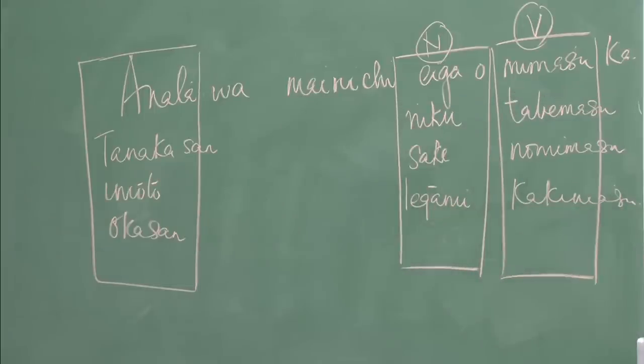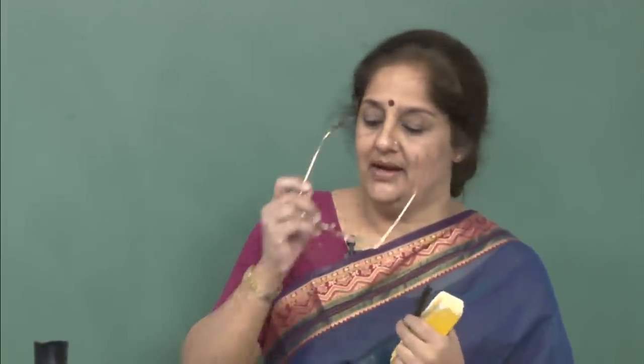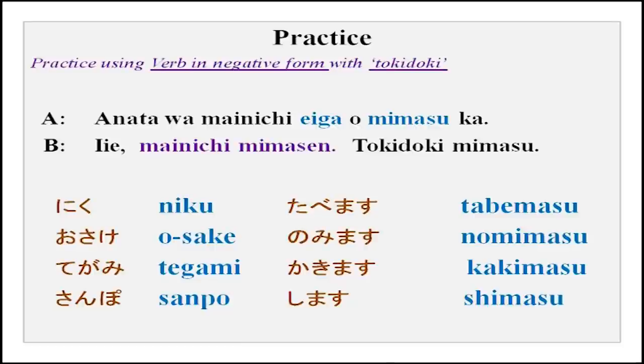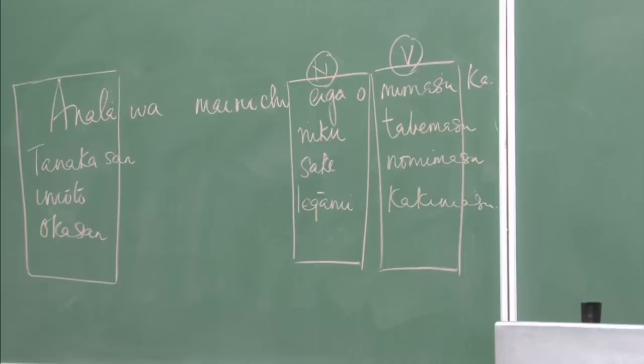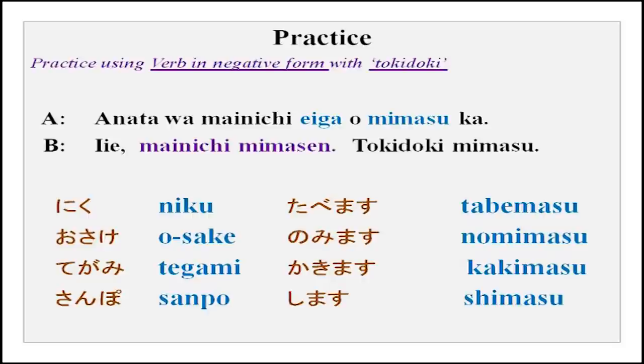Now, the options are given over here. Anata wa mainichi eiga o mimasu ka? Iie, mainichi mimasen, tokidoki mimasu. So, well, you can ask like this and you can answer either in masu form or masen form. Of course, over here masen form is given. Practices for masen form. So, you can use masen form over here with tokidoki.